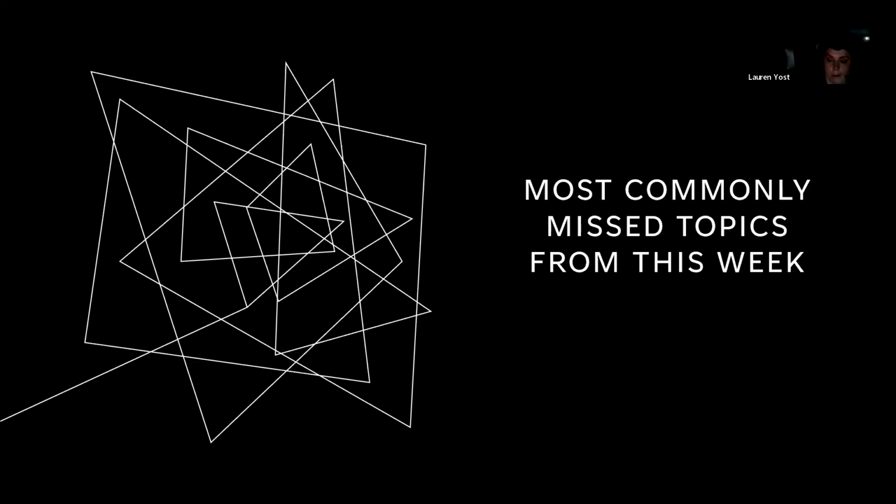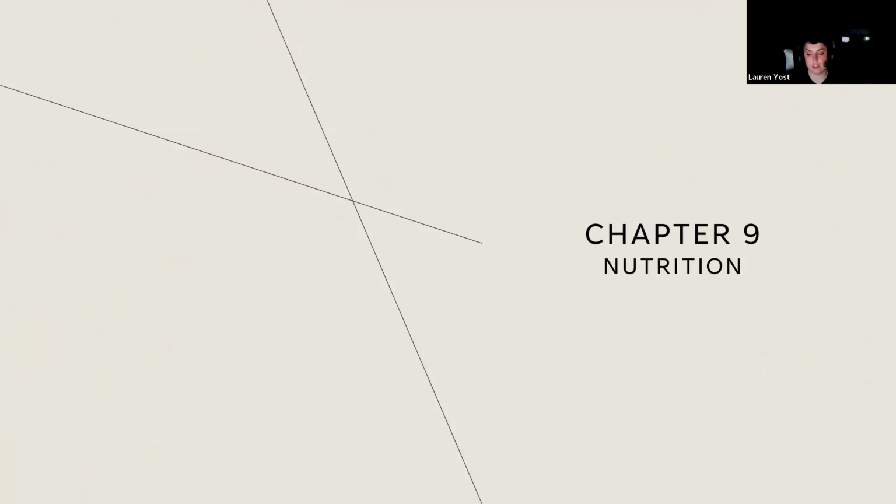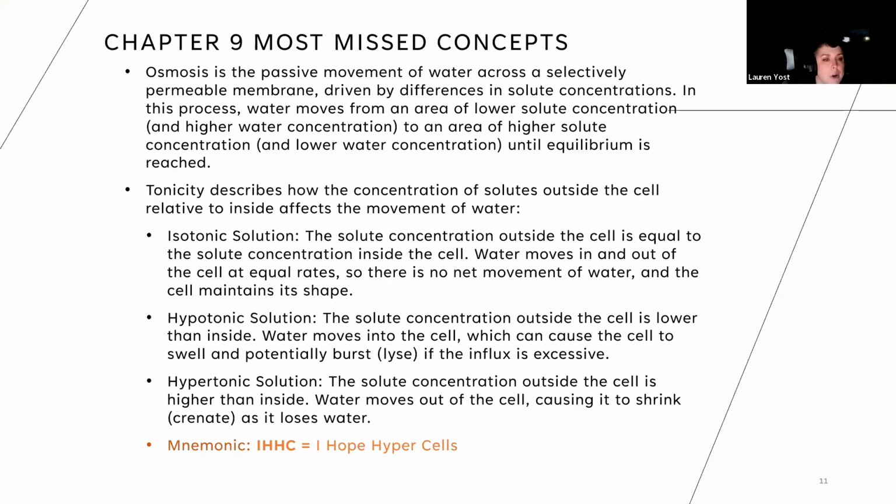All right, so let's go over our most missed topics for these chapters. Back to chapter 9. Osmosis and the tonicities. Remember, osmosis is the movement of water, the diffusion of water across the membrane, in order to keep things equal.